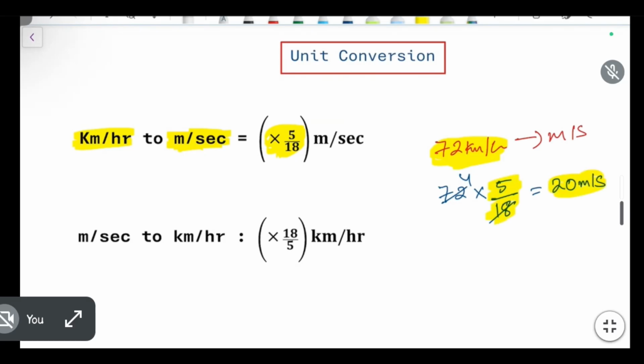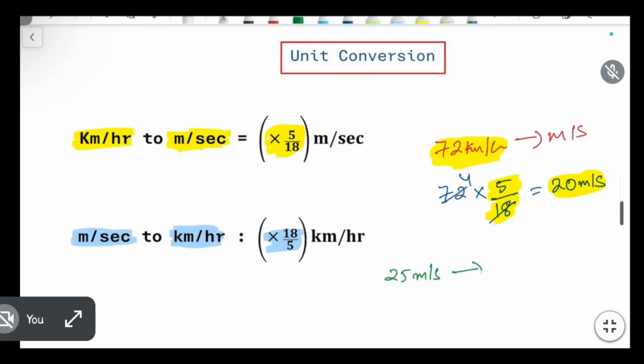Now, if in the question it is given in terms of meter per second and you want to convert it into kilometer per hour, then what do we do? We just multiply it by 18 by 5. So let's take an example, let's say you want to convert 20 meter per second, or that's too obvious. Let's say 25 meter per second.